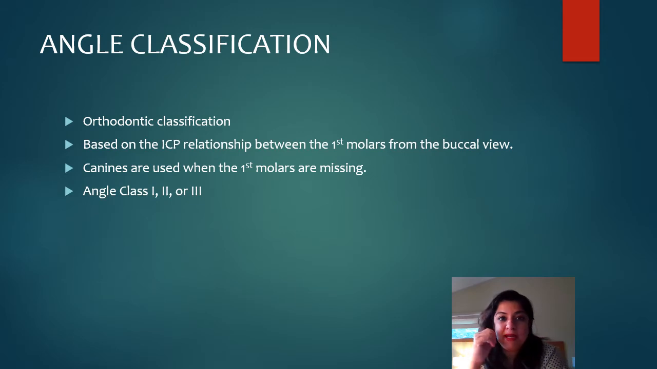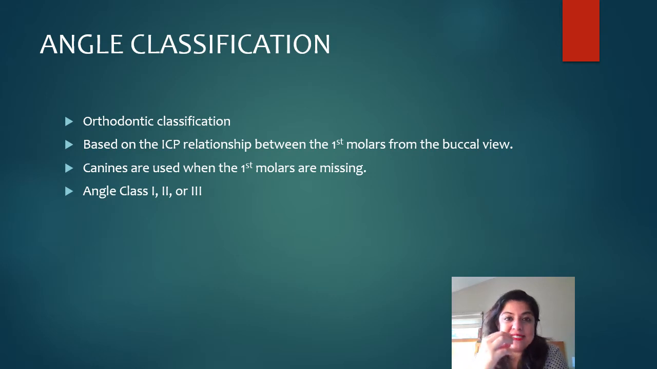Now, there was a man by the name of Edward Angle, who's also known as the father of orthodontics, who came up with something called the Angle's classification. He said, based on how your top and bottom teeth are biting, how your molars are biting, and how your canines are meeting each other, the relationship between them, he classified the bite into class 1, class 2, and class 3.